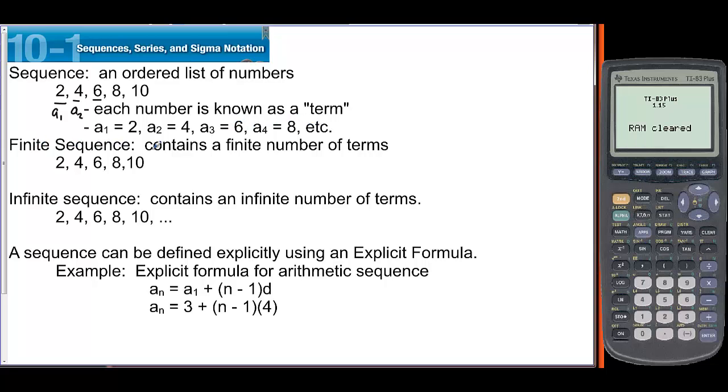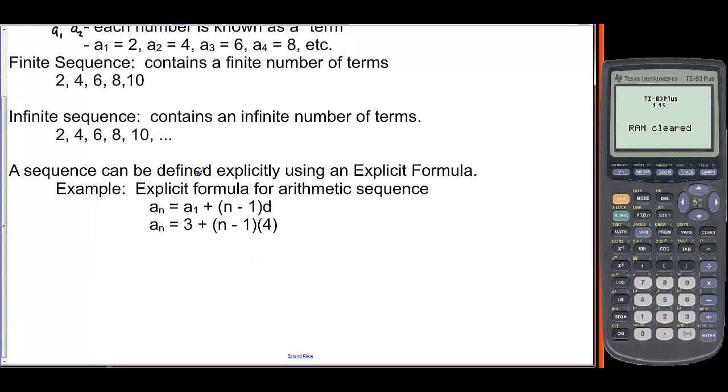A finite sequence contains a finite number of terms. It does not go on forever. In this case, we have 5 terms. An infinite sequence contains an infinite number of terms. When we have 2, 4, 6, 8, 10, comma, dot, dot, dot, that signifies that this sequence goes on forever.